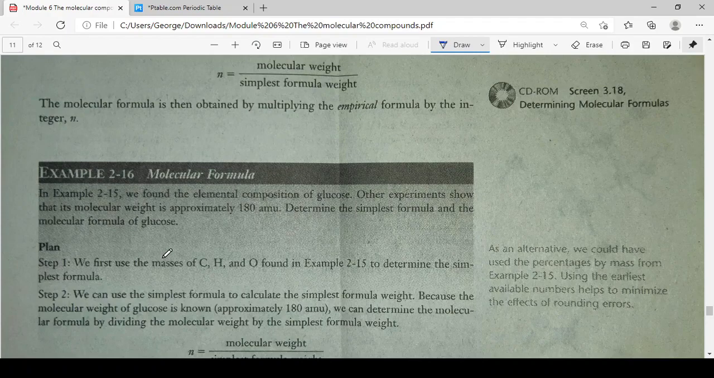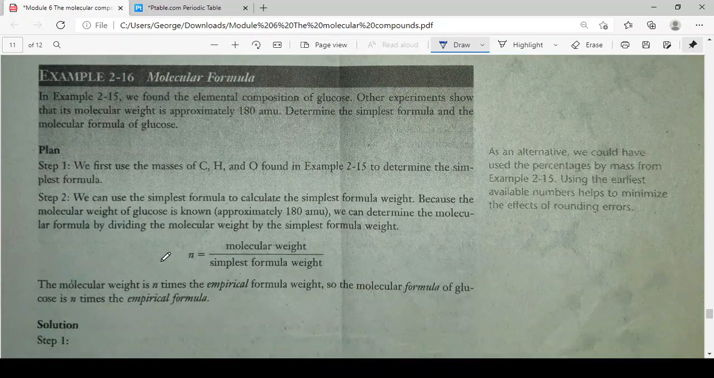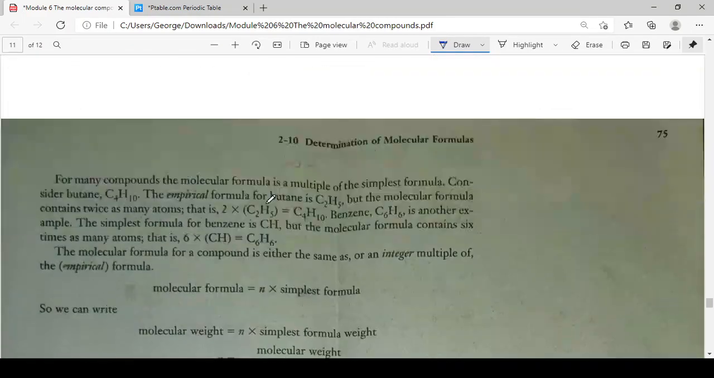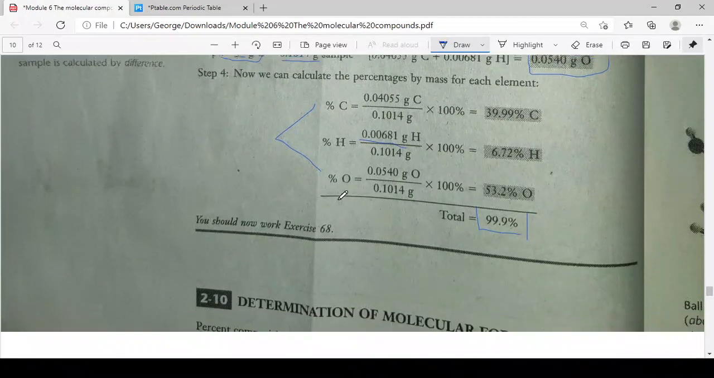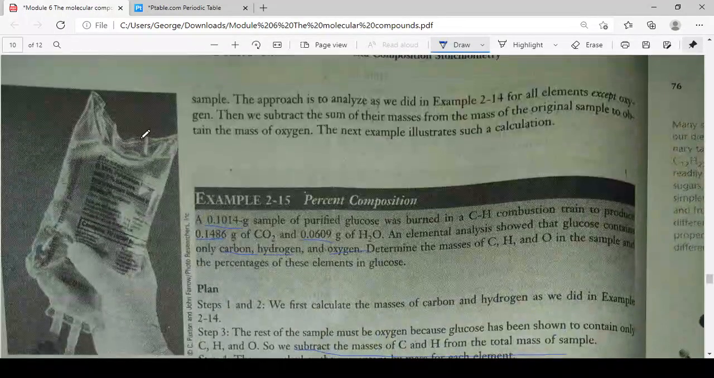Then check the percent yields, as they are the equivalent of them. Other experiments showed that its molecular weight is approximately 180 atomic mass units. Determine the simplest formula and the molecular formula of your glucose. Step 1, we first use the masses of your C, H, and O found in example 2.15. Again, we use the C, H, and O that we found in example 2.15, which is here.